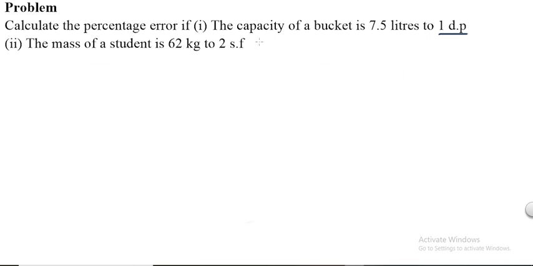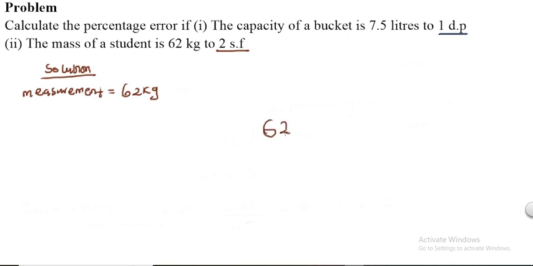So for the second example, we are told to calculate the percentage error if the mass of the student is 62 kilograms to two significant figures. Alright, my solution again, and here the measurement is equal to 62 kilograms. Just like before, the key thing that can help us find our percentage error is the two significant figures. So if we pick out 62 here and find the number that is a two significant figure number, this is the first significant figure, this is the second significant figure. So the number that we care about is this number.